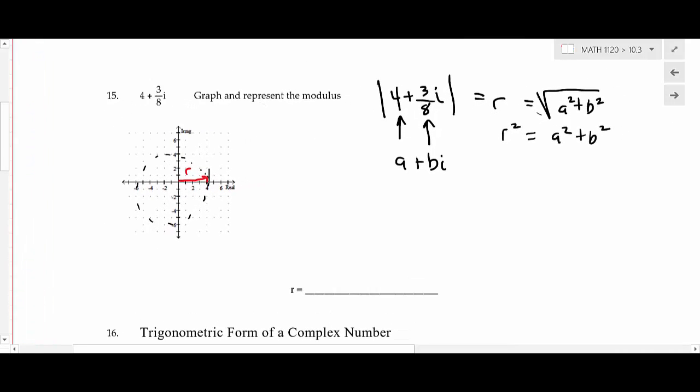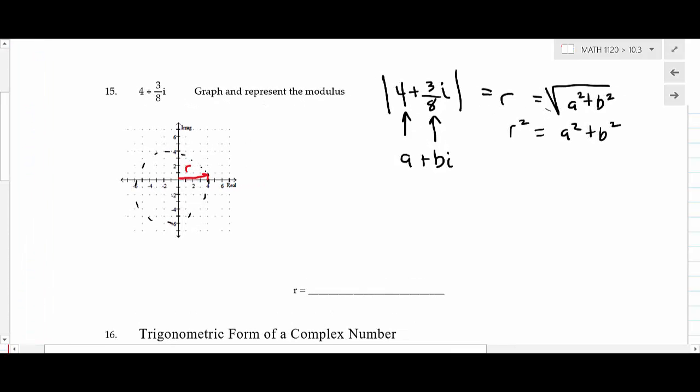Okay, so let's just crunch out the details. I wanted to do one with a fraction. That's the reason I chose to do this example. So when we do this, this is going to be equal to the square root of a squared. Well, a is 4, so we need to square that, plus b squared. So b is going to be 3/8. We're going to square that like that.